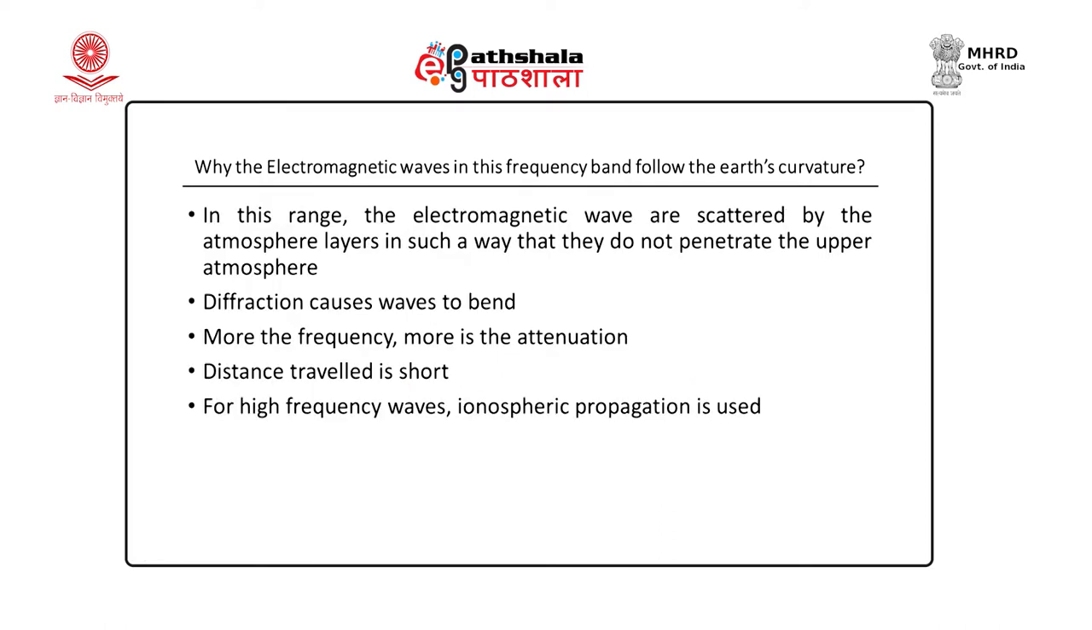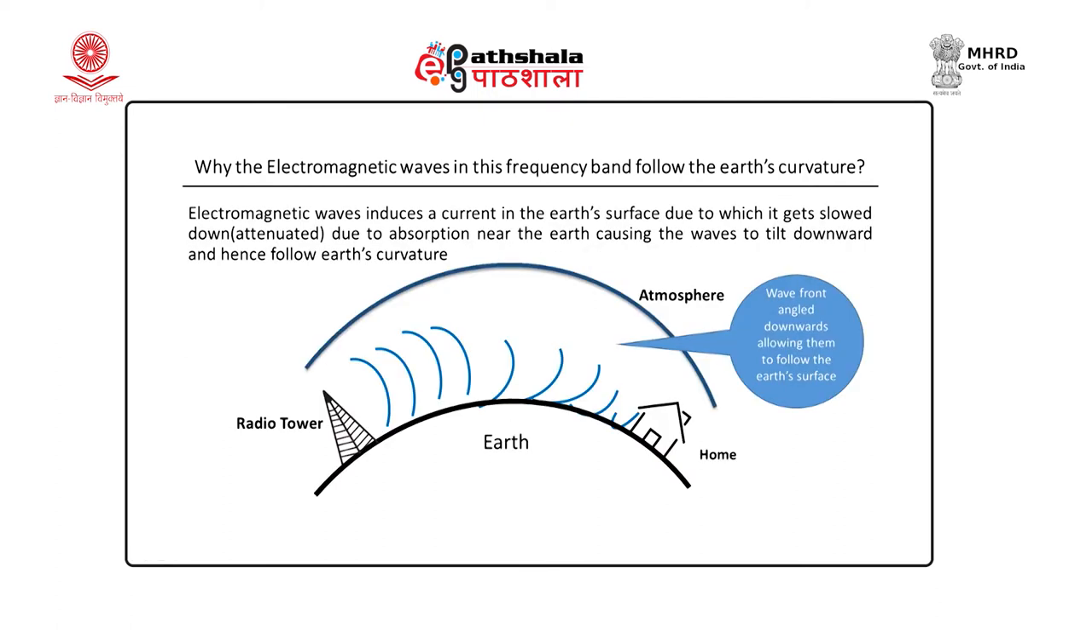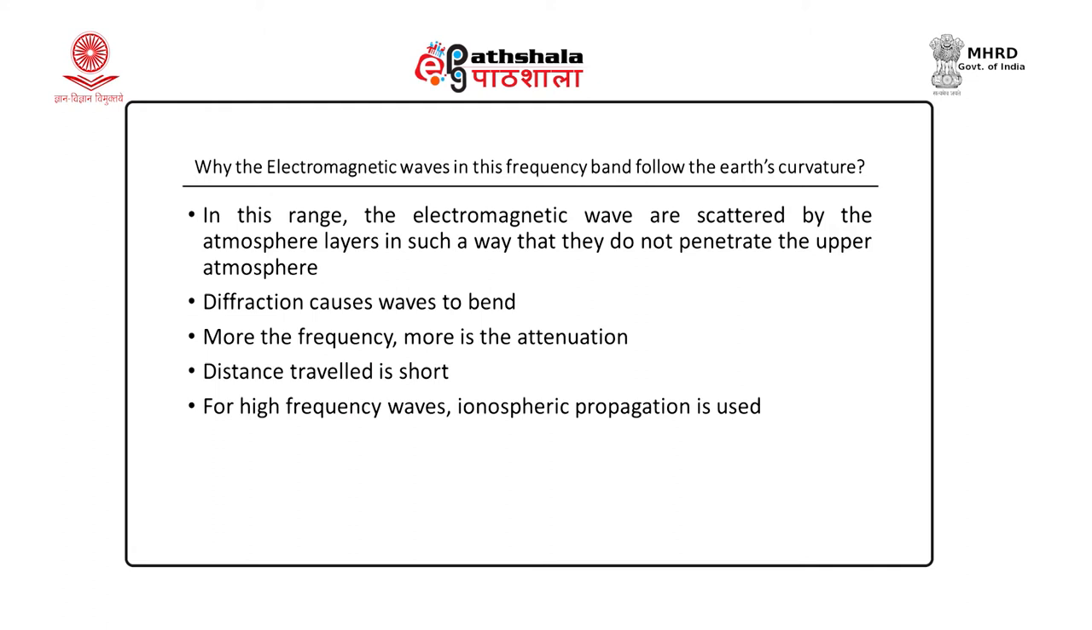The second reason is that, in this range, the electromagnetic waves are scattered by the atmospheric layers in such a way that they do not penetrate the upper atmosphere. The third phenomenon which causes them to bend is diffraction. Diffraction is a physical phenomenon due to which the waves bend about an obstacle. So, due to the diffraction about the surface of the earth, the waves bend, and the higher the frequency, the more the attenuation or bending. So finally, the distance traveled would be short. You can see here also that the farther you go, the more the signal gets attenuated and finally it will diminish. So, the distance traveled by this type of wave is less.